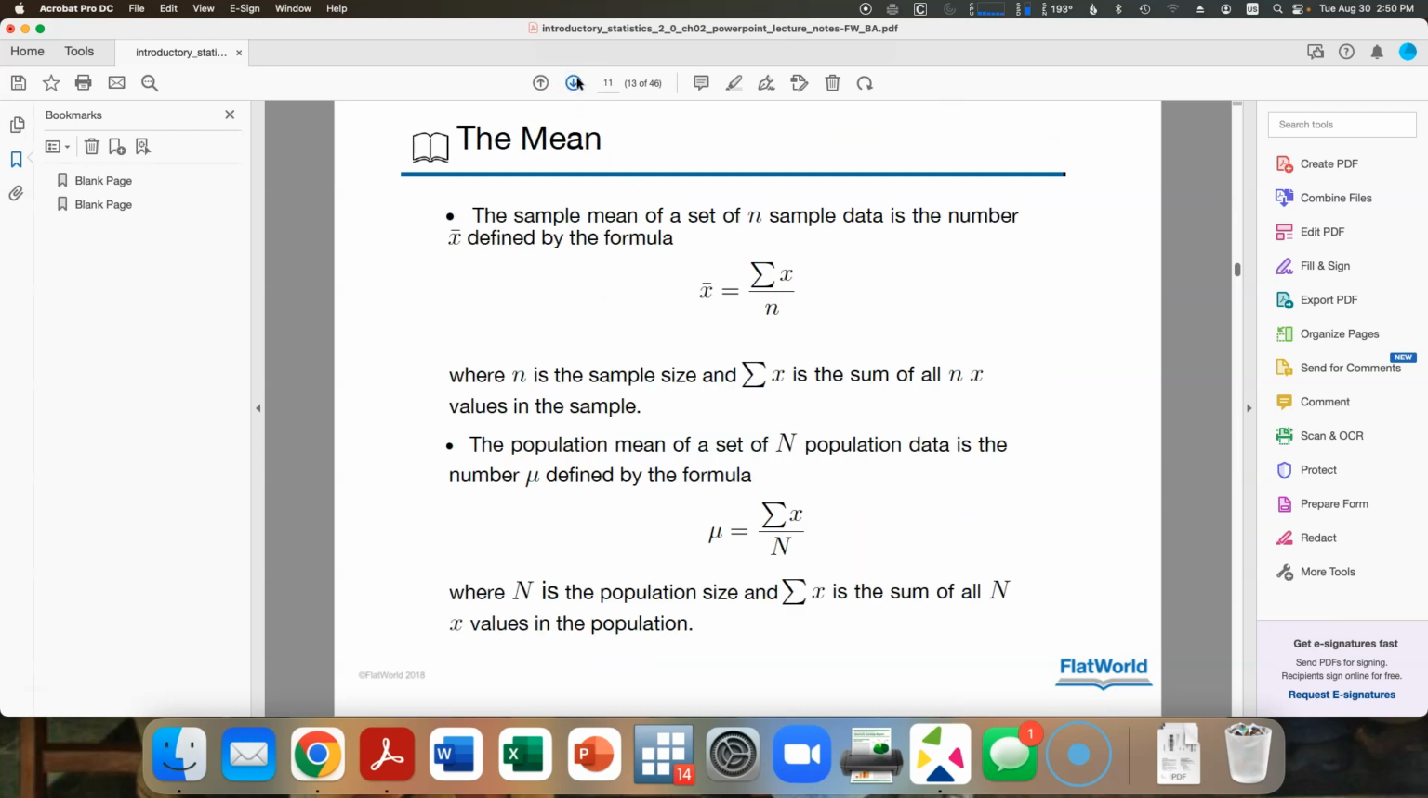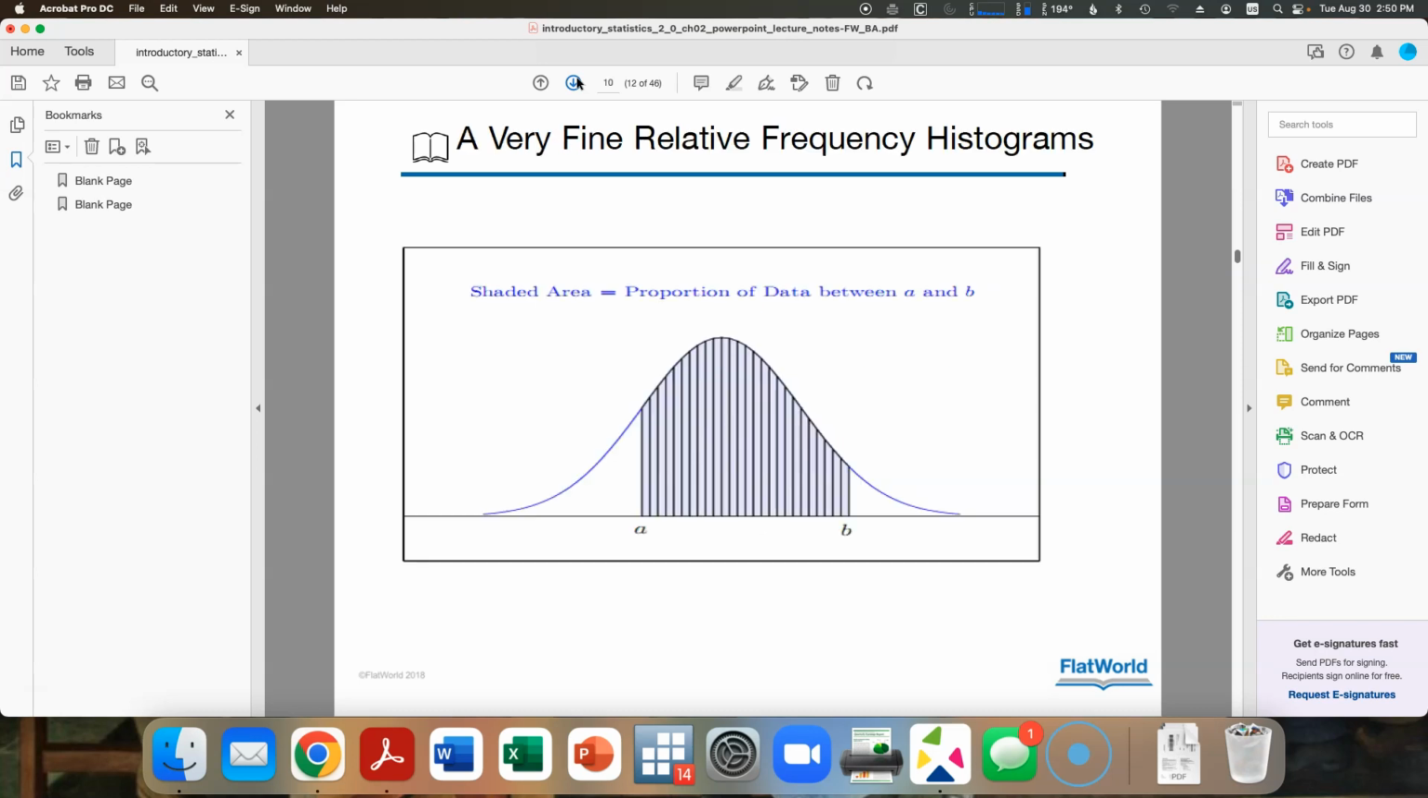Now, before we get into this here, why would we look at a relative frequency histogram? What it does is, if we have a large enough sample size, you can see, that's why it's called a very fine relative frequency histogram, because if you have enough observations, you would see that this bell curve becomes much more smooth. And so we would see this when the data set becomes even larger.